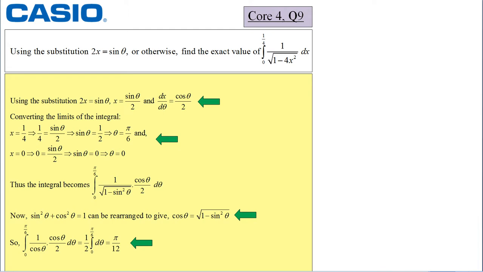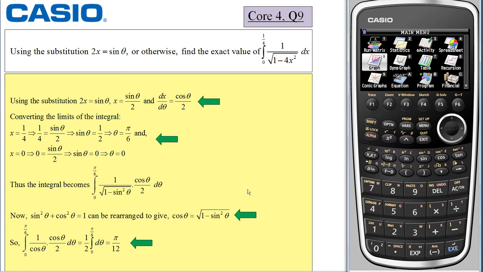I then converted the limits of the integral, and finally I used the identity sin squared theta plus cos squared theta equals 1 to give me a much more simple integral to evaluate, and eventually I obtained the answer pi by 12. I'm now going to use the Casio graphical calculator to confirm this.